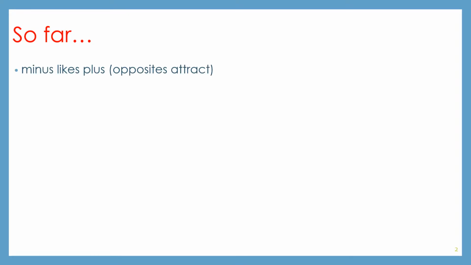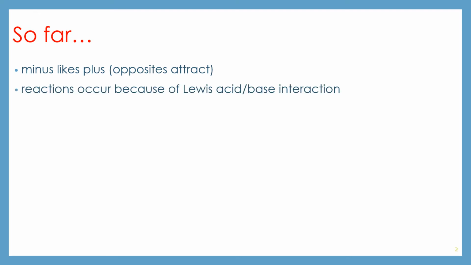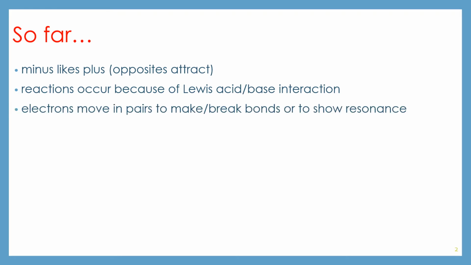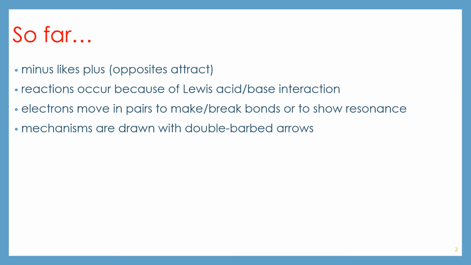So far, in all of the reactions and mechanisms that we've learned, the general rule has been minus likes plus, or opposites attract. Reactions that have occurred so far occurred because of a Lewis acid or base interaction. Think of nucleophiles attacking electrophiles, or alkenes reaching out to attack something electrophilic. Electrons in these mechanisms move in pairs in order to make or break bonds or to show resonance. And the mechanisms are drawn with double barbed arrows.